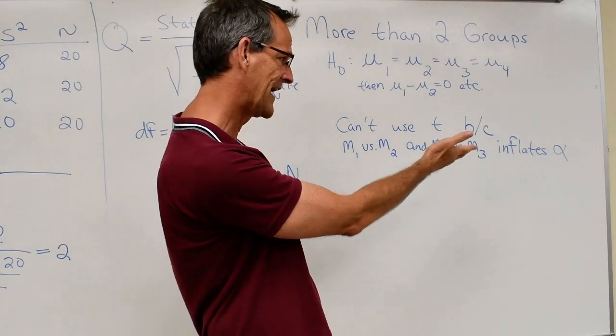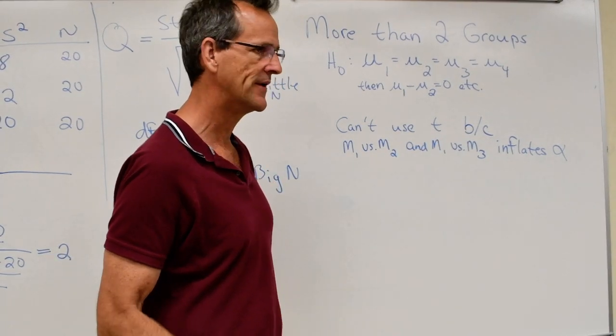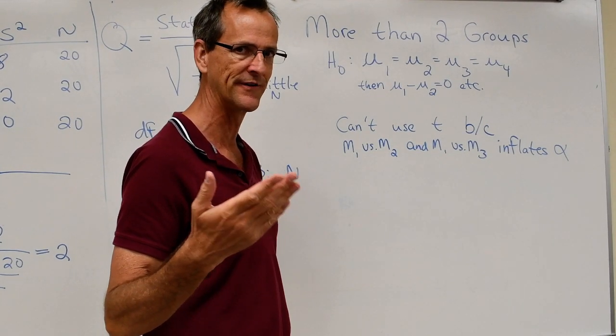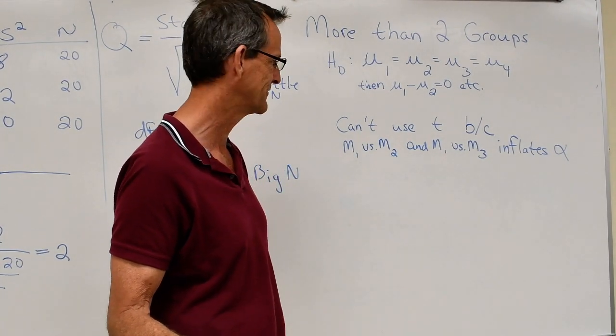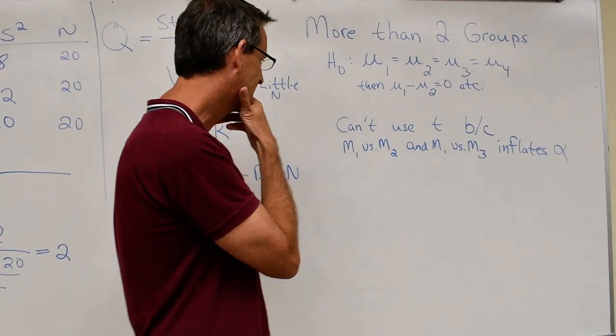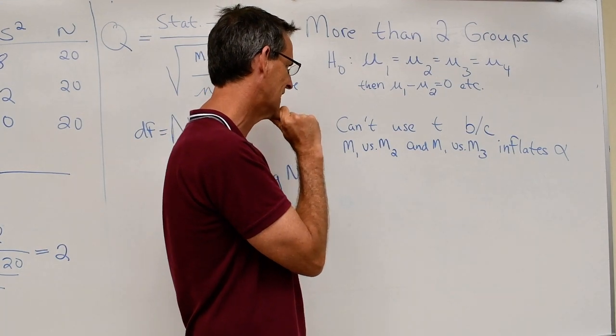But the problem is that alpha becomes inflated, so you can no longer just compare those probabilities to 0.05 and see if they're significant. This is the difficulty there. All right, so let's see what we would do instead.